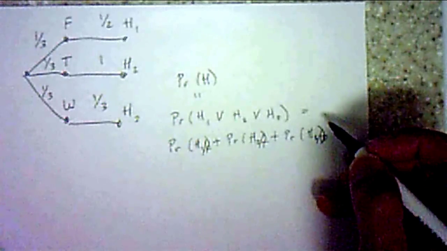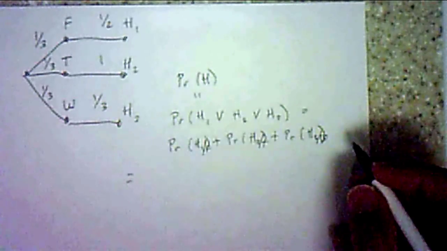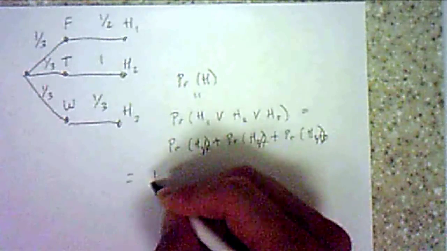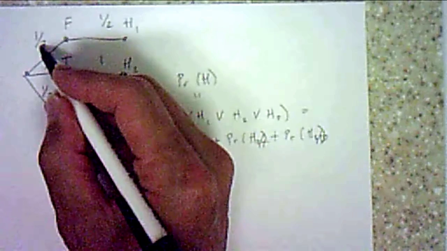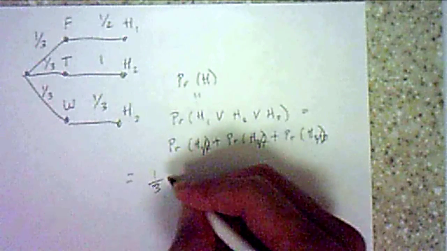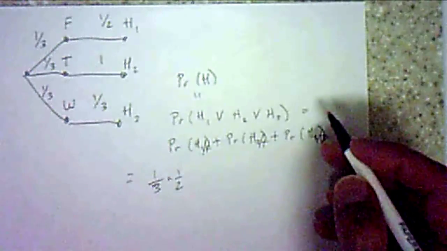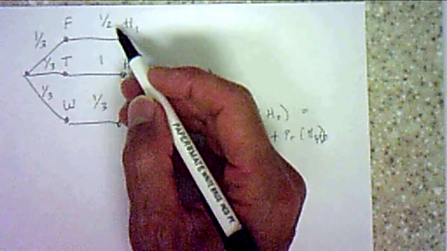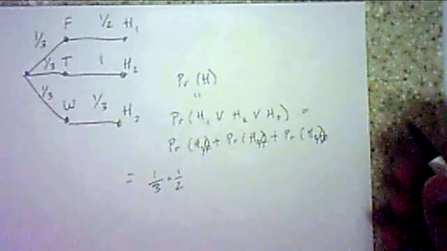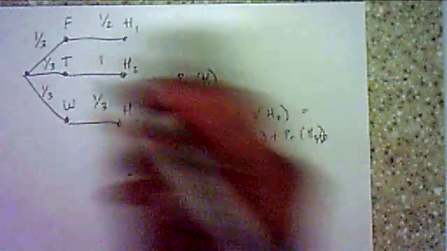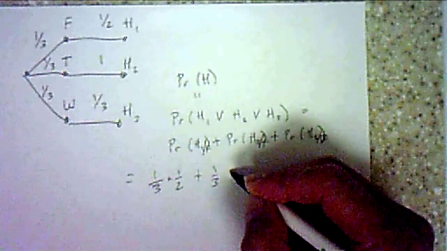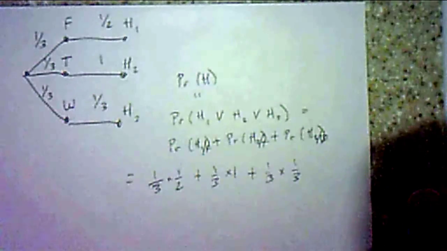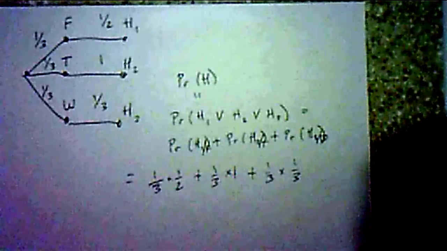Okay, so what this ends up solving towards, if you read off the diagram, is 1/3 times 1/2, since I'm drawing from that first branch and getting heads there. Each of these are independent events, right? Why independent? Because there's no memory. My getting heads here has no relation to my drawing that fair coin in the first place. Plus 1/3 times 1, plus 1/3 times 1/3. When you solve for this, it ends up equaling 11/18.